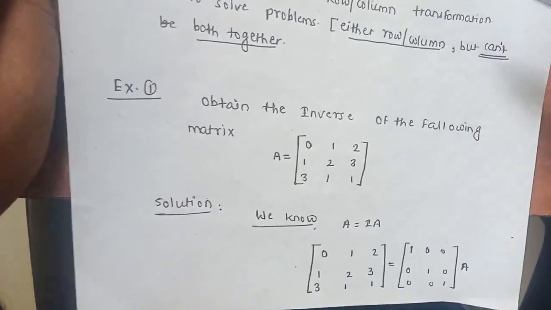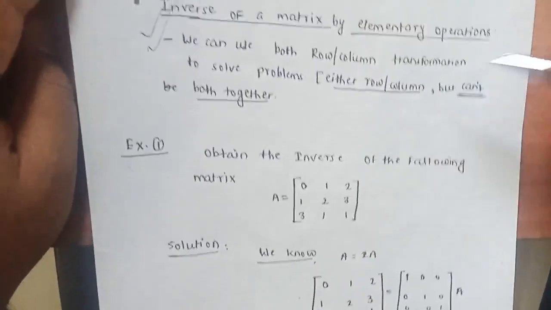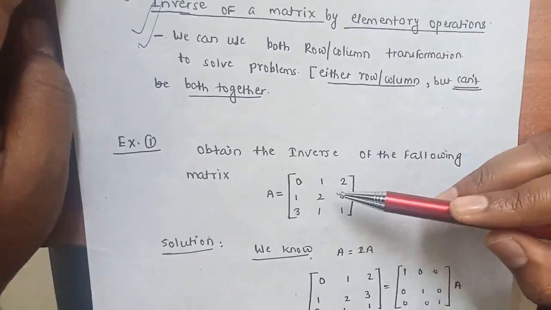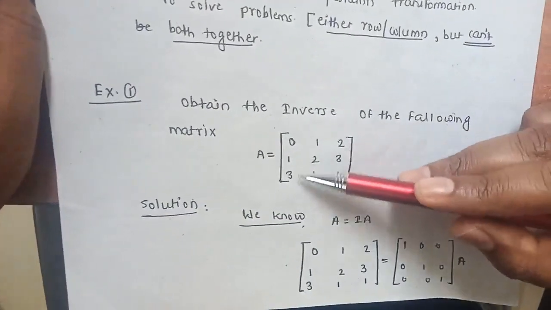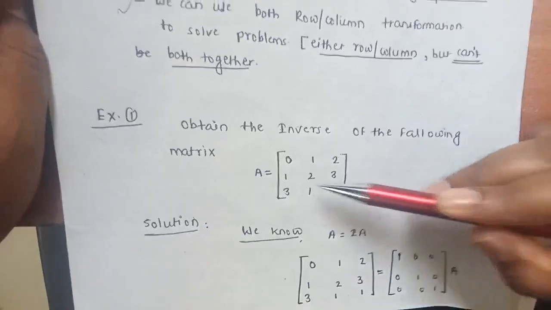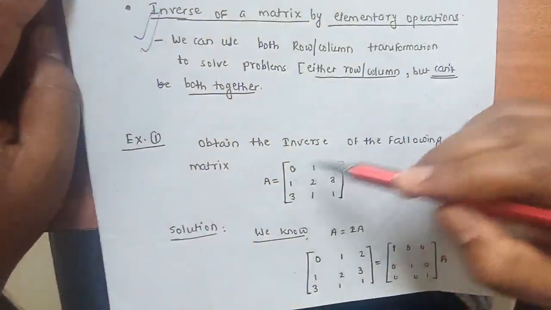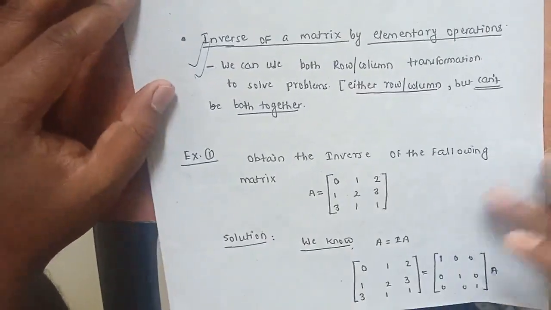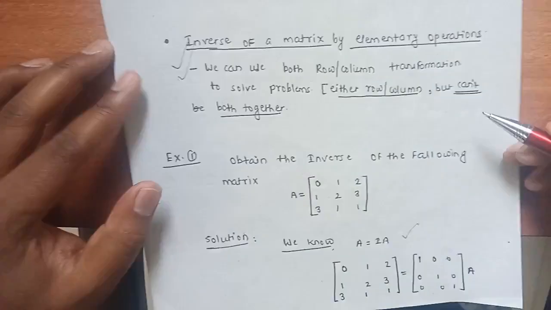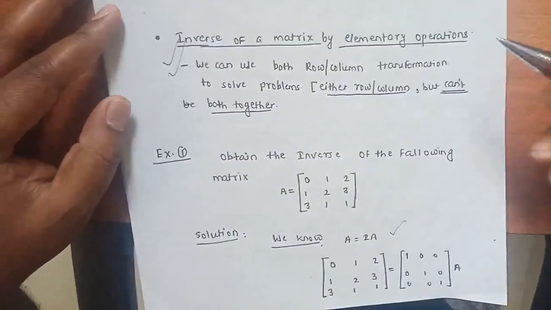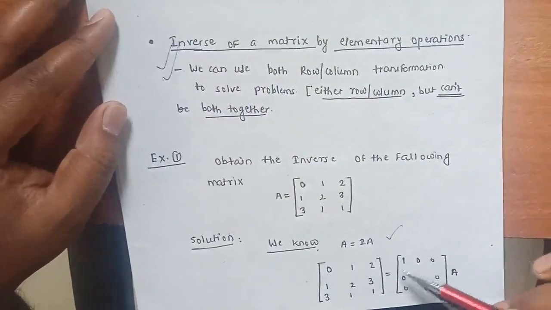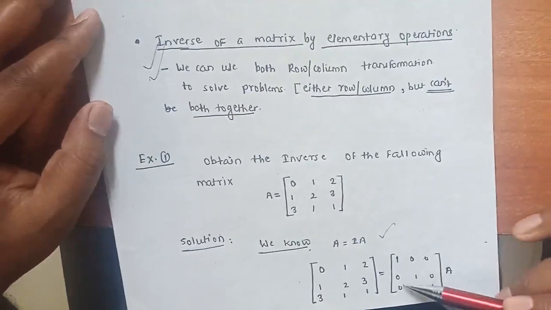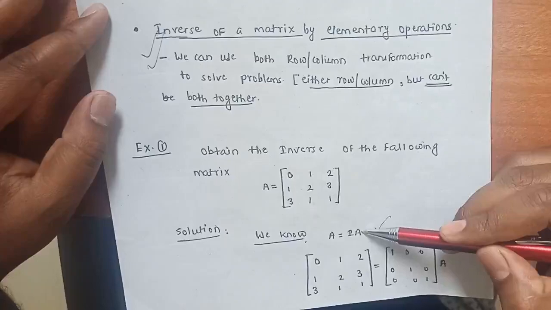Remember, we can find the inverse in two ways. The first way is by elementary operations. I have given the matrix here: A is equal to 0, 1, 3; 1, 2, 1; 2, 3, 1. I have to find the inverse of this matrix. First of all, note down A is equal to I. So in such a manner we have to write it. A means this matrix, equal to I means the identity matrix: 1 0 0, 0 1 0, 0 0 1. You know that, and A as it is.